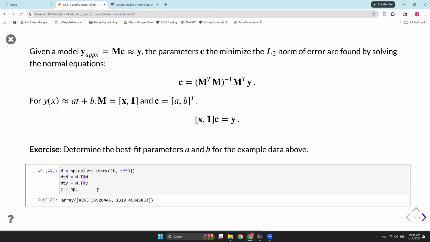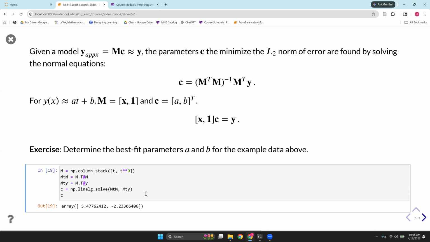They are the solution to np.linalg.solve of M transpose M with a right-hand side of M transpose Y. And if I look at those elements of C, I will find that I have a slope of about 5.5 and then an intercept of minus 2.23. Okay. I don't know if those look good for what we have before, but why don't we give it a try?